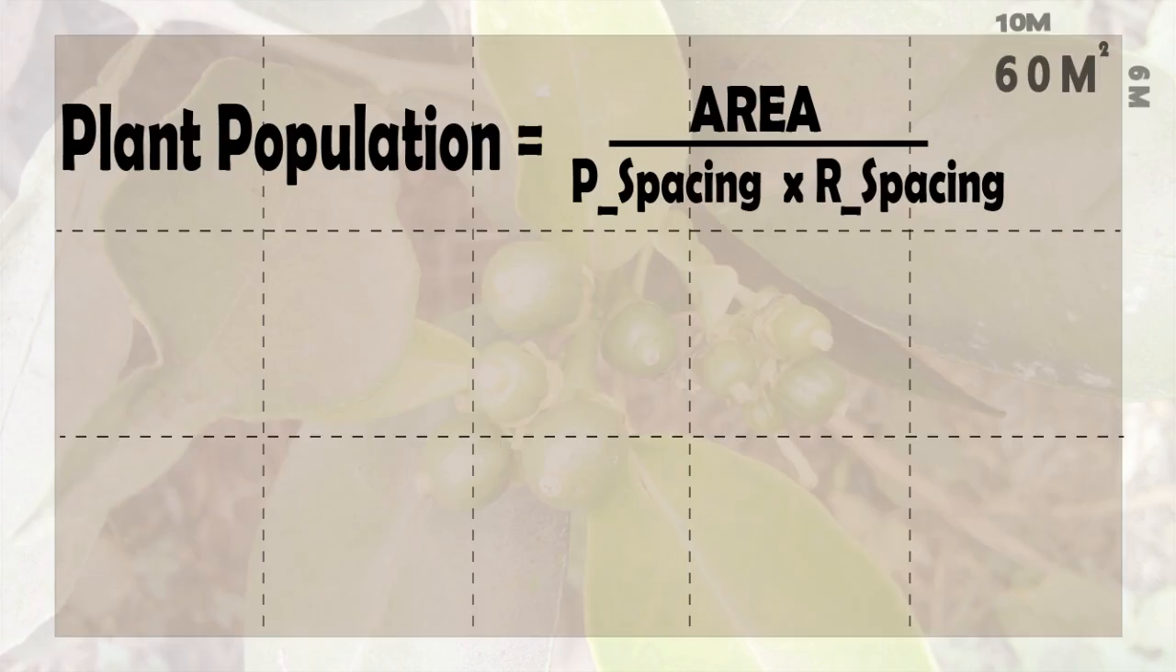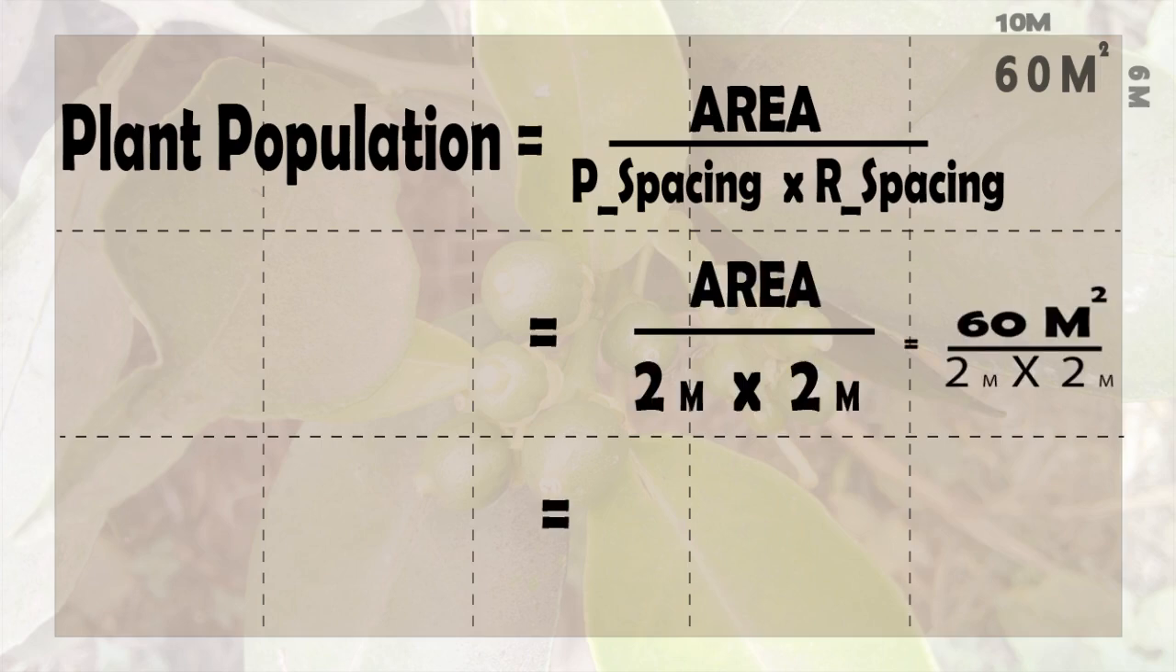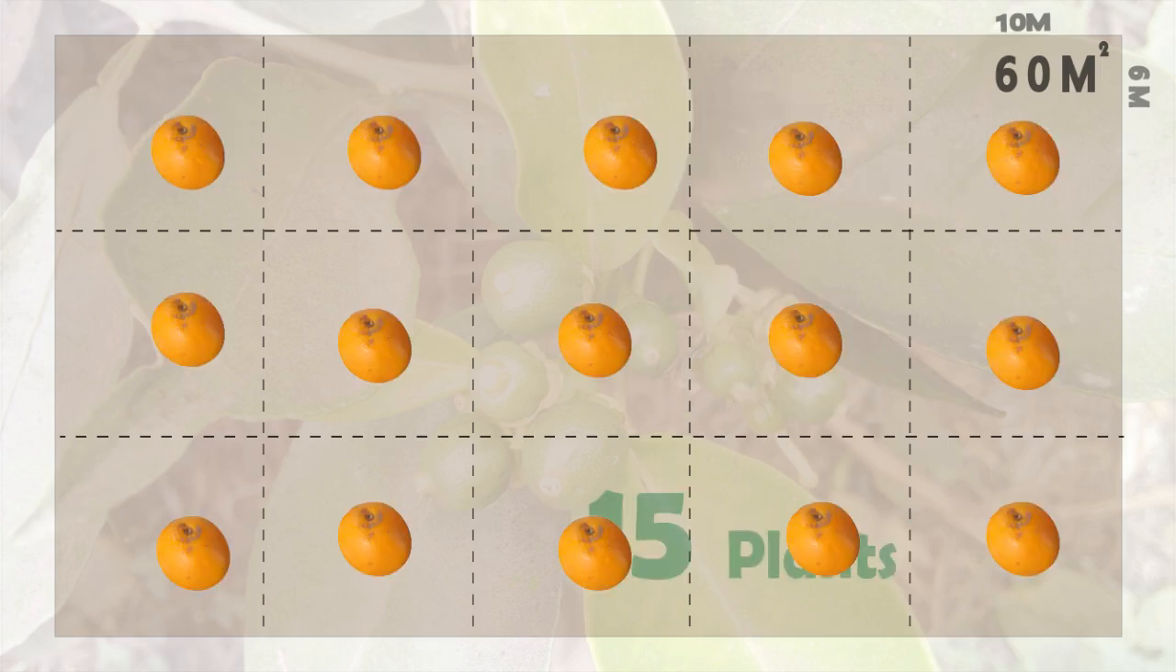The standard formula used in calculating plant population in such a case is area divided by the product of the row and plant spacing. When you do this, you get 15 plants, and sure enough, that's what you can plant there.